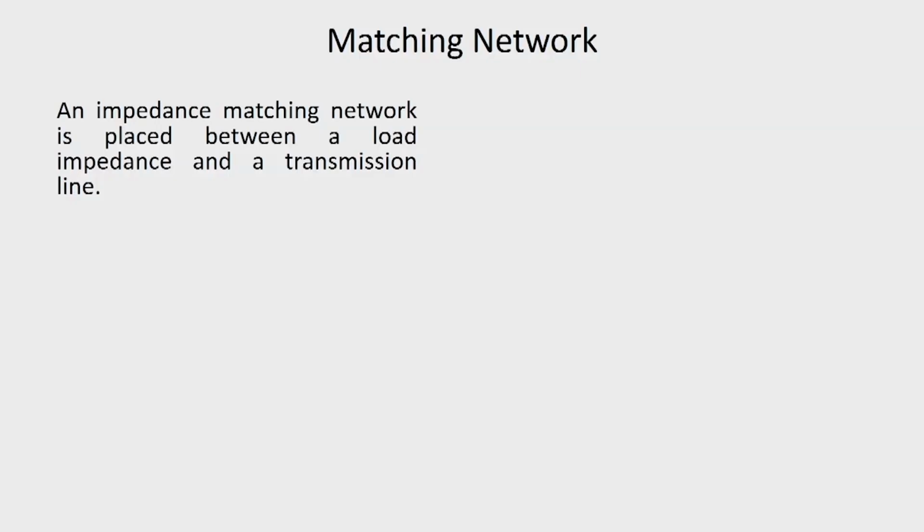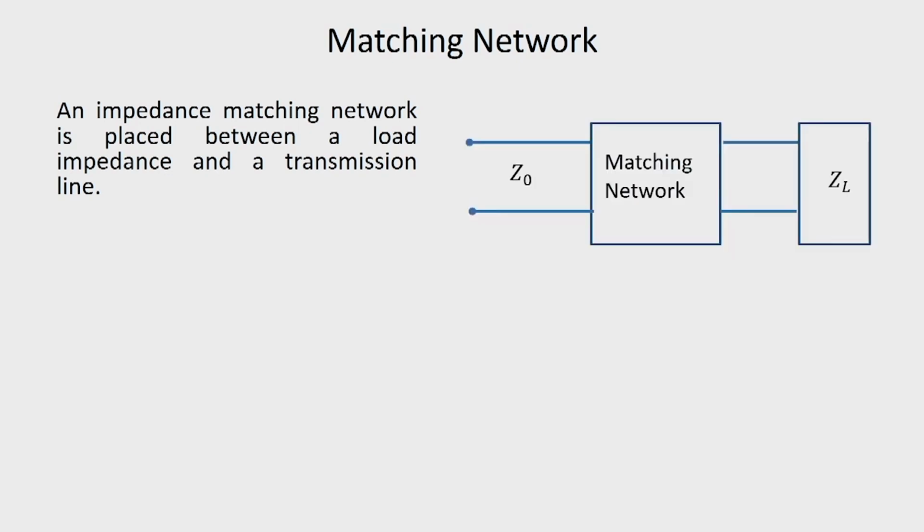So, we start our discussion on matching networks, first a general discussion. So, what is a matching network? An impedance matching network is a circuit which is placed between a load impedance and a transmission line. Now, this is the block diagram of a matching network. We have a transmission line, Z0 is the characteristic impedance and ZL is the load impedance.